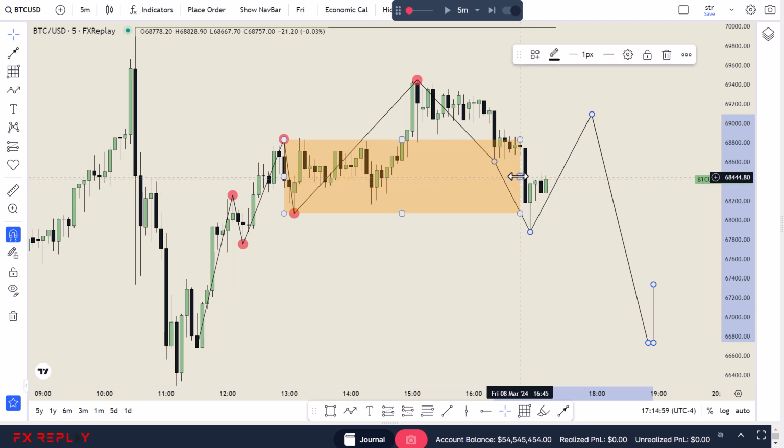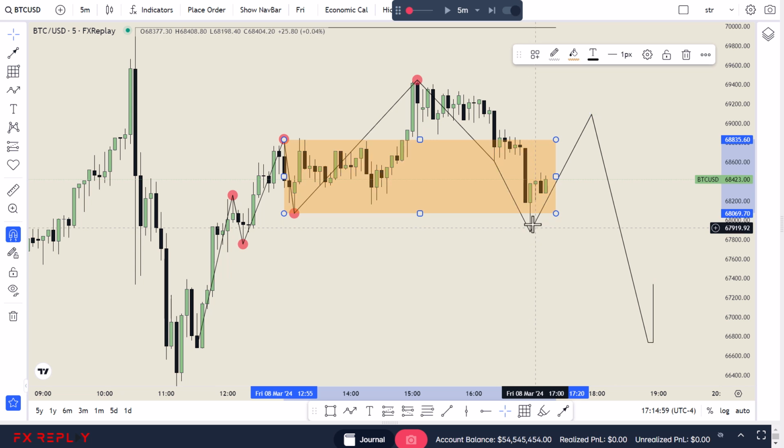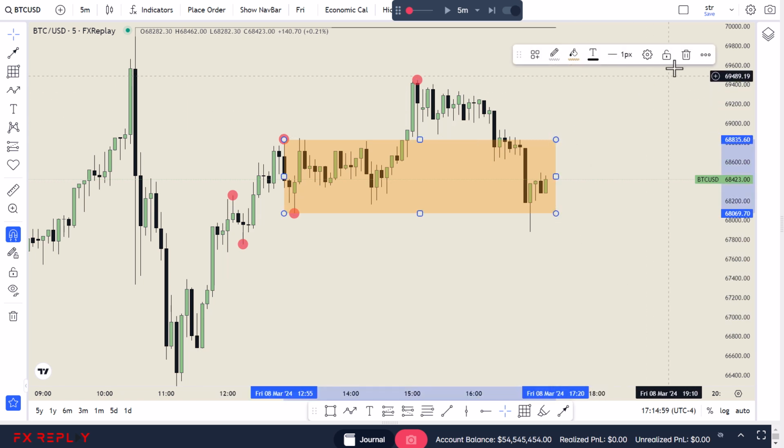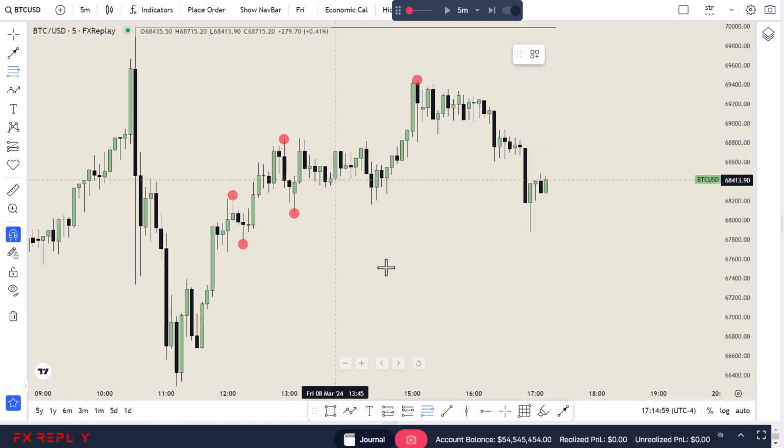As you can see, we have only a wick. We have only a wick. We don't have a body closure below this low. So that will indicate to you that price is only sweeping liquidity, and it will move higher. So let's disregard this zone.